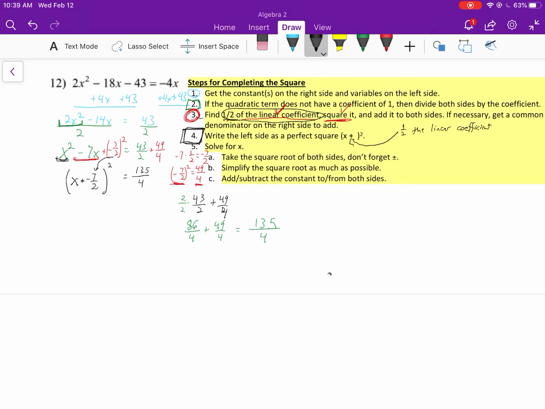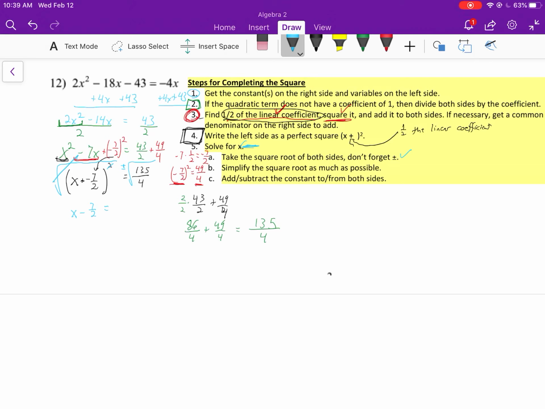Now we're going to solve for x. We're going to do this last step, step 5. How do we do that? We take the square root of both sides. Don't forget the plus or minus. We have to put plus or minus here. All right, so we did that. Over on the left here, we're just left with x minus 7 halves instead of plus and negative. We took the square root, which cancels with the squared.